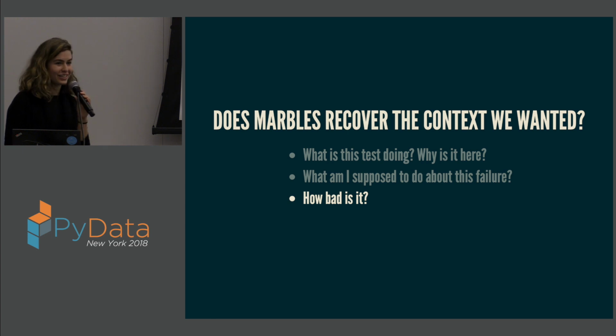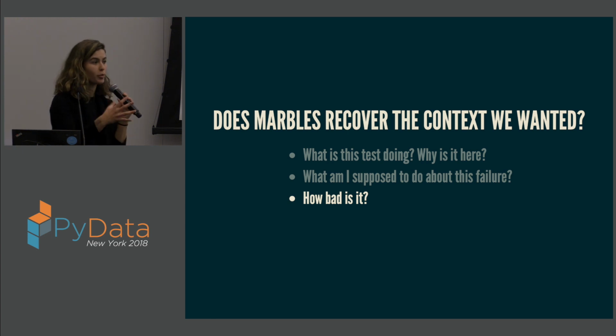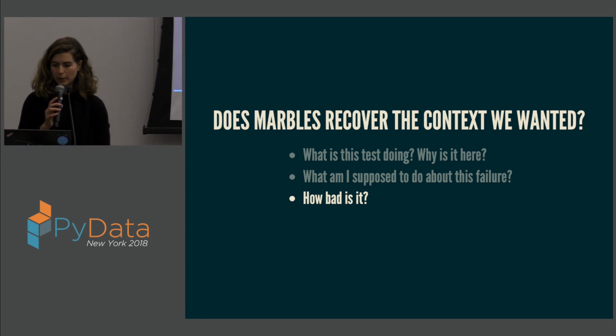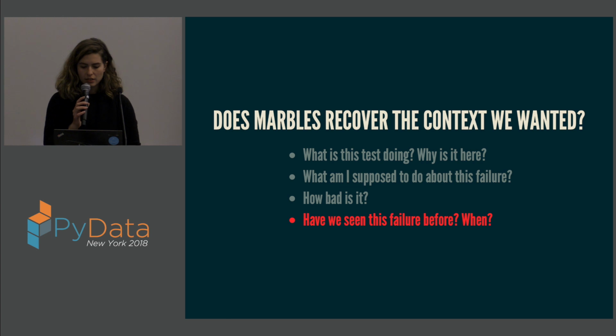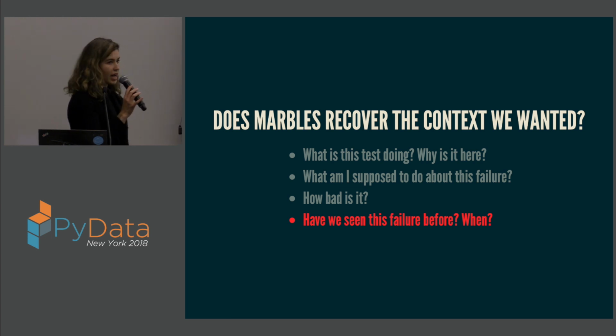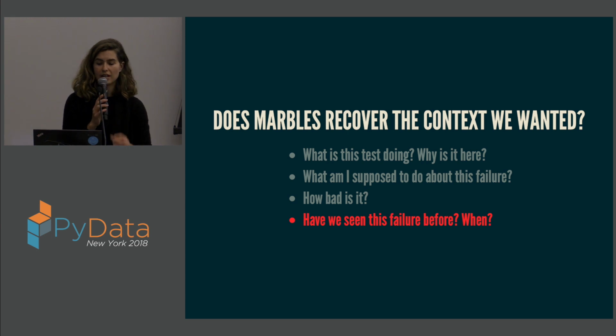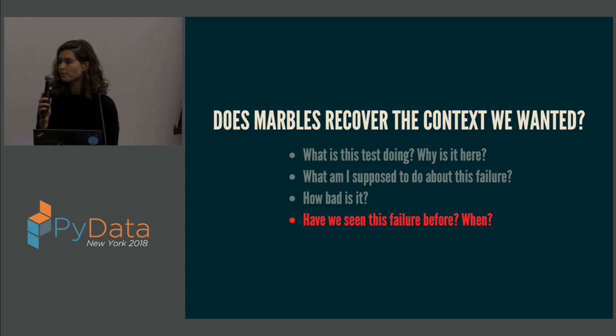How bad is it? Again, the local variables show me what the state of the data was at the time it failed. What are the records that are tripping me up? And then the last question I had was, have I seen this failure before? And if I have, when have I seen it? And that's the thing, we haven't quite done that yet.